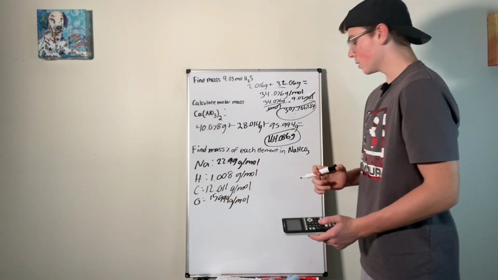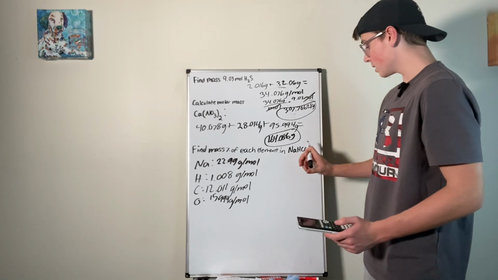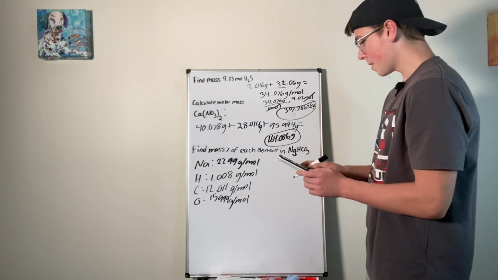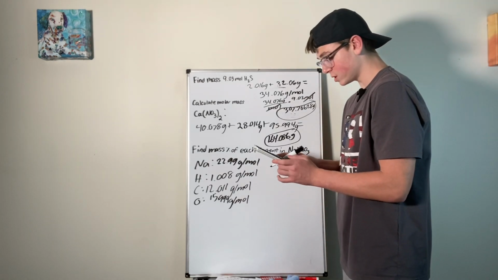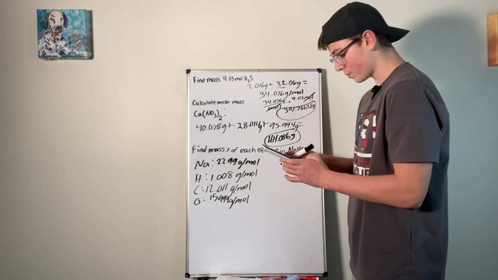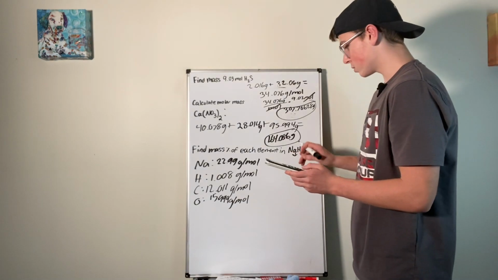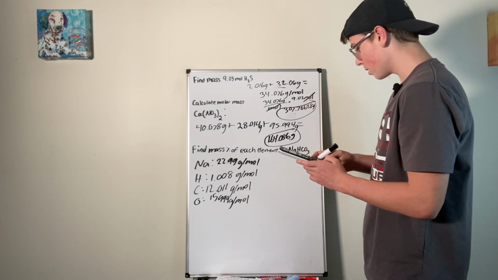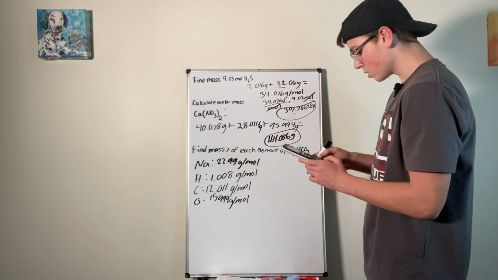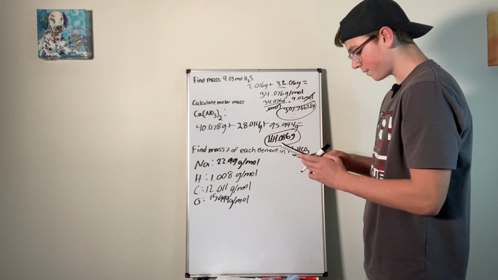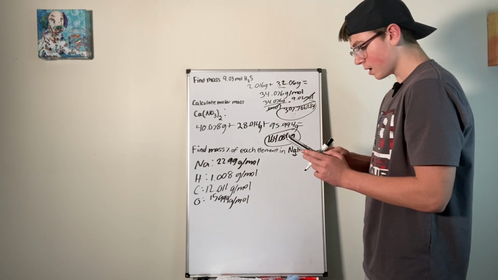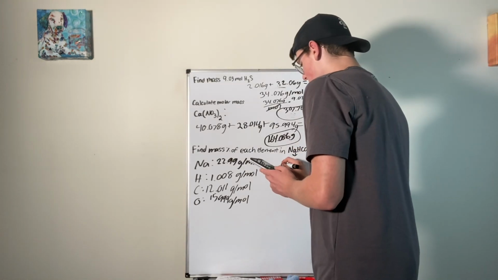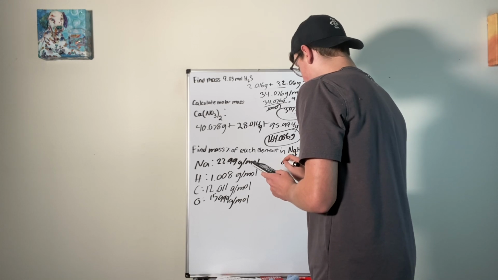Now to find the molar mass, we would add 22.99 plus 1.008, because there's one hydrogen, one sodium, plus 12.011, and then plus 3 times 15.999, and that would give us 84. That doesn't look like an 8.